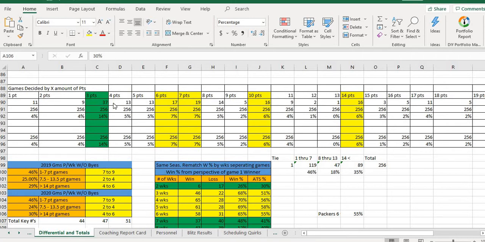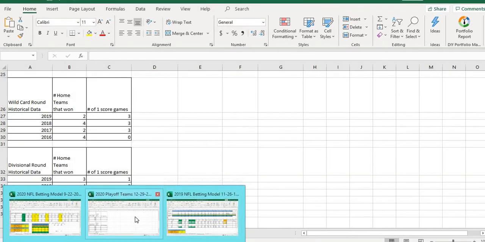So just keep these numbers in mind. Feel free to crop this, pause it, look at it, write it down, write your own Excel spreadsheet. Keep numbers if you like. This is really helpful moving forward. And let's go ahead and move into the playoffs.